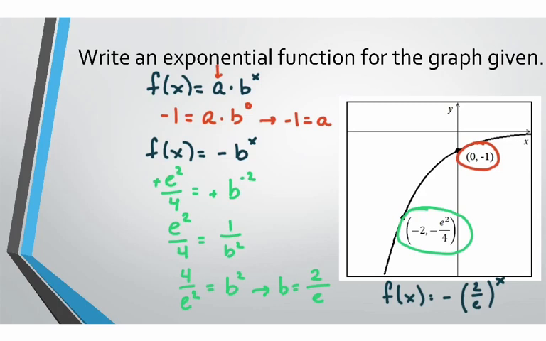And that makes sense, right? We have a negative in front, which means flip over the x-axis. This graph is definitely flipped over the x-axis. And 2 over e, well, that is a number smaller than 1. So originally this graph was decay. It was something up here, and it got flipped over the x-axis to become the graph that we were given.